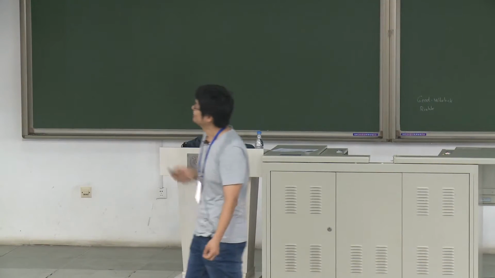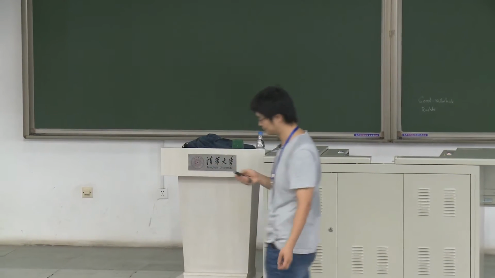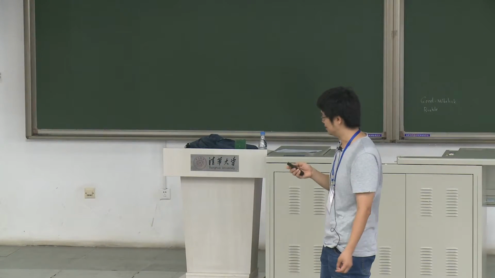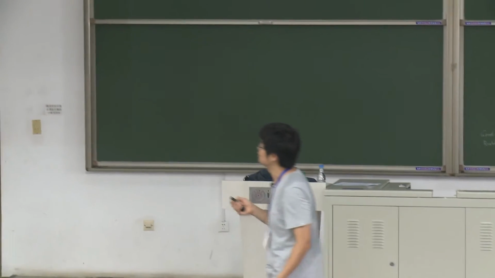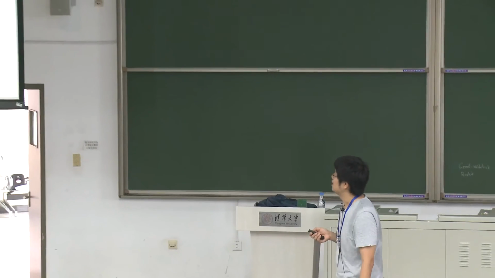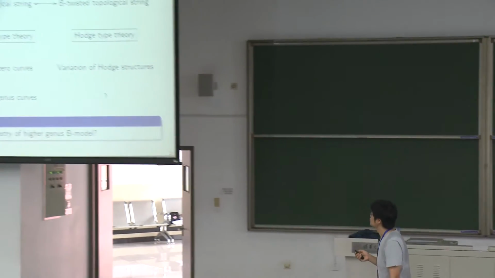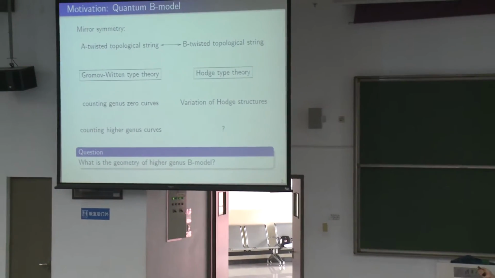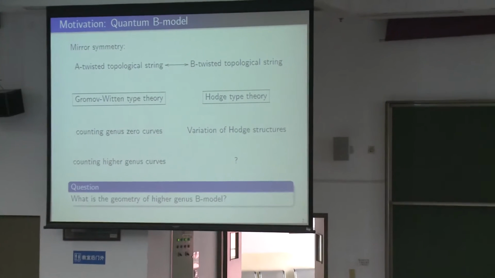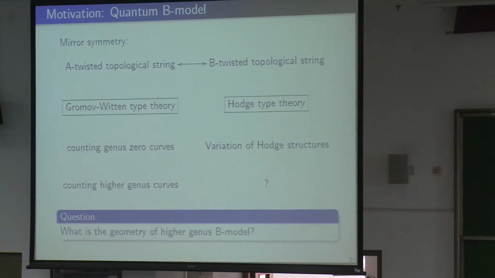Well, I want to talk about this open-closed BCOV theory on Calabi-Yau geometry. The motivation of this work comes from something very old. It's a motivation from mirror symmetry. It's trying to understand the so-called quantum B model. It's a question arising from string theory in particular. It's a mirror symmetry between the so-called A model and B model, and it predicts something very amazing in mathematics.